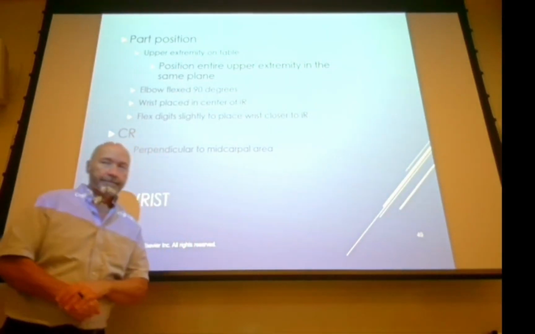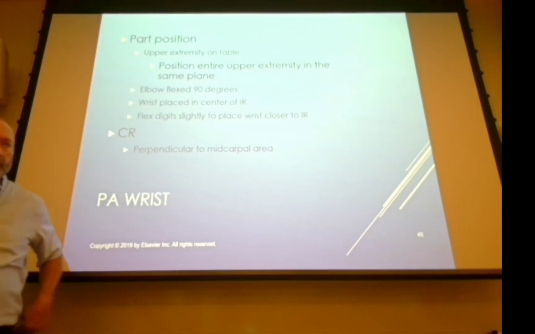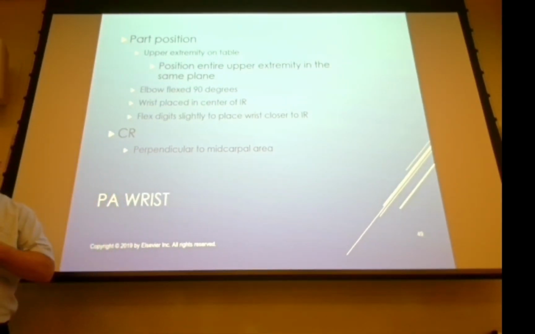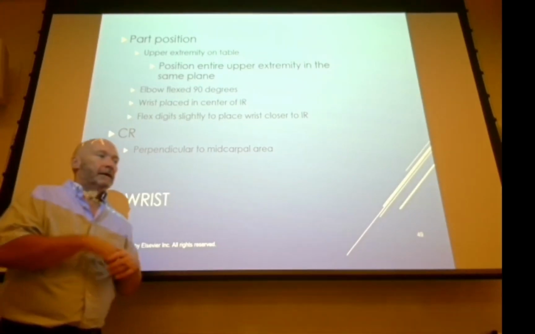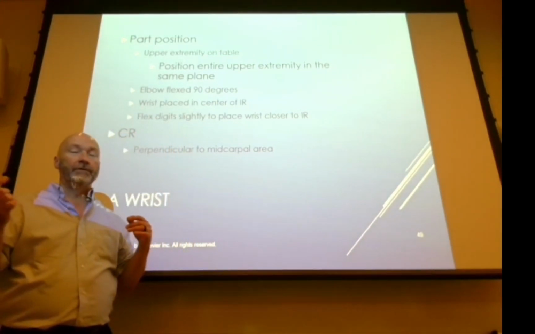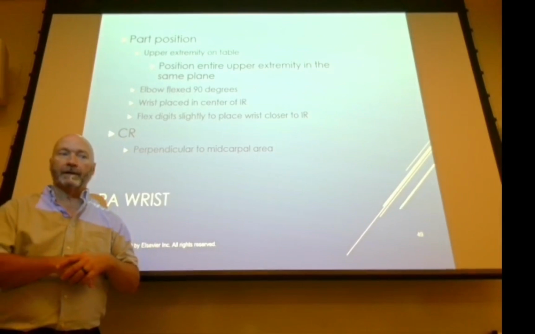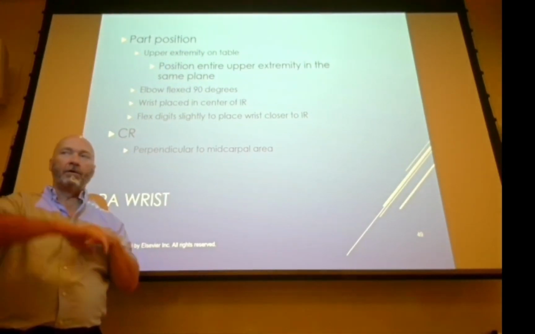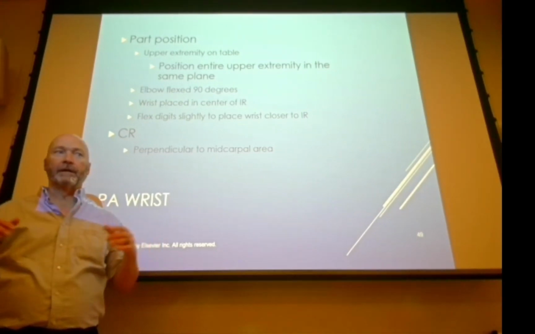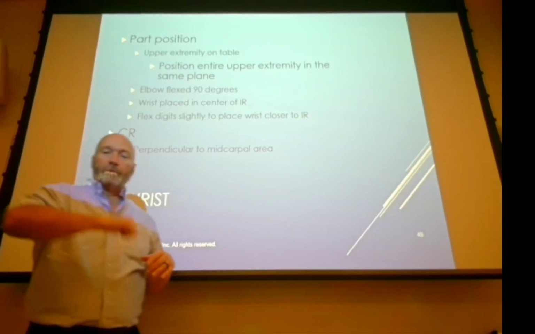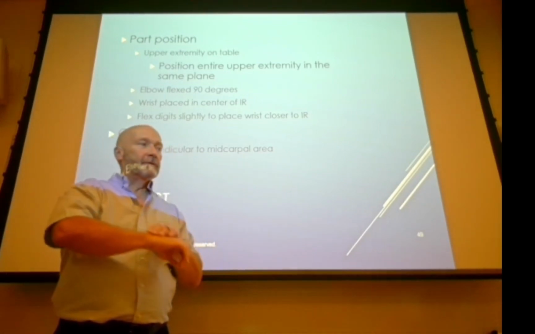Okay, so wrist. Our wrist is going to be our first thing that we're going to shoot with kind of complicated positioning of the rest of the anatomy. This doesn't come out of the Merrills. This comes out of a textbook that you're going to use in your sophomore year. So what we're going to do with the wrist is we're going to take all the upper extremity and put it in the same plane. It's still going to be PA projection, but we're going to put everything in the same plane.